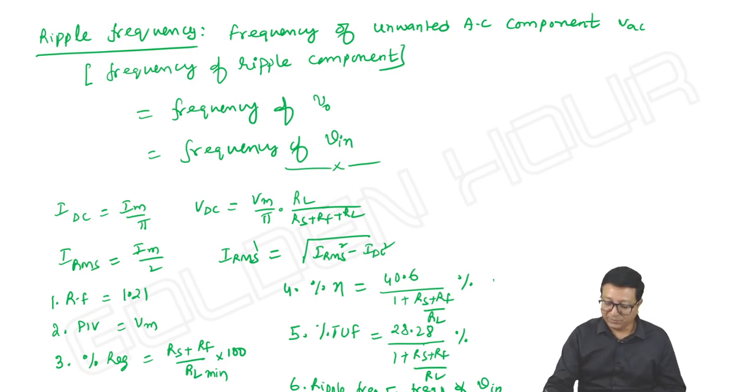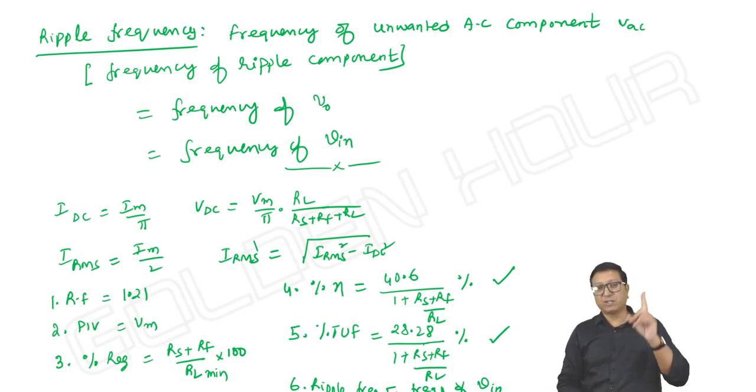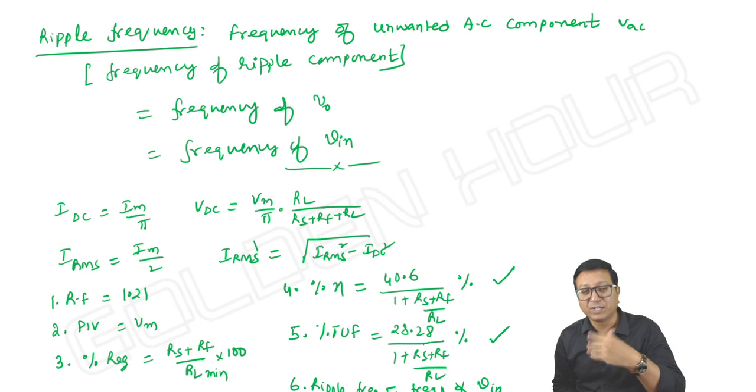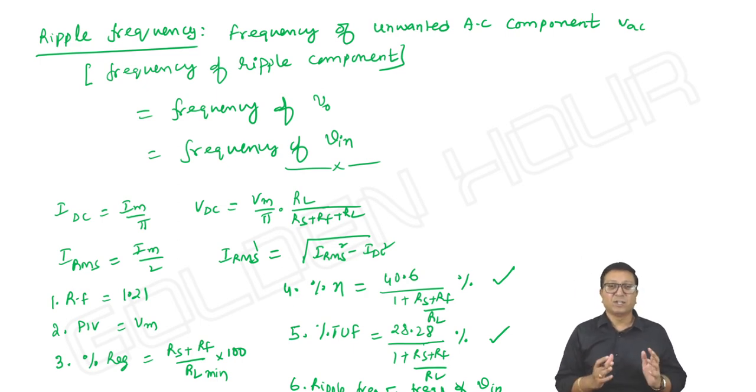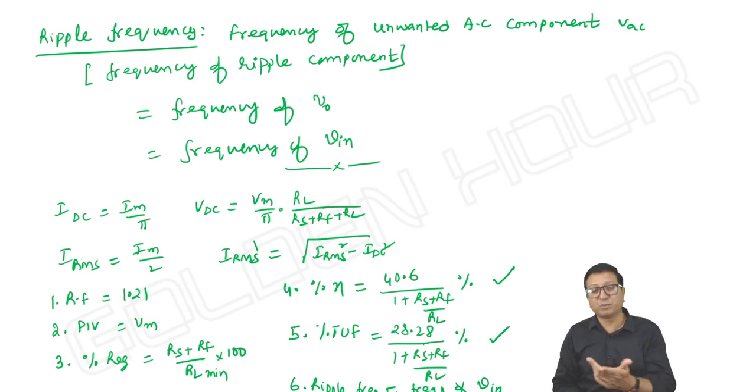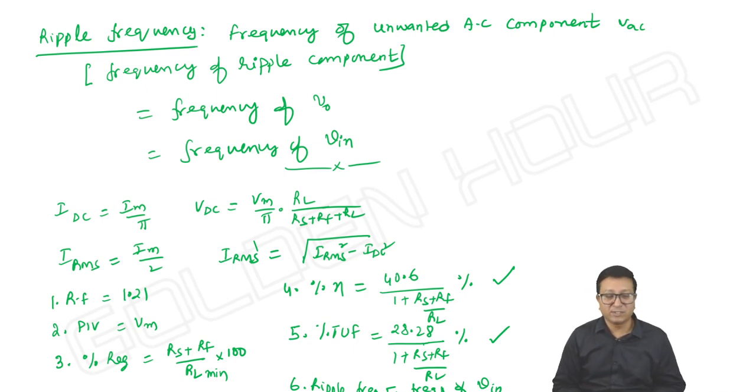Please observe the difference between efficiency and TUF. Due to the diode switching, the diode acts like a switch. In positive cycles it is on, IL is flowing. In negative cycles it is off, IL is not flowing. In that case, when there is a switching, you cannot equate the source power to circuit power. That's why we are calculating 2 parameters. With respect to the source power, what is the conversion efficiency? With respect to the circuit power, the power absorbed by the circuit, what is the conversion efficiency? Okay, this is the idea.